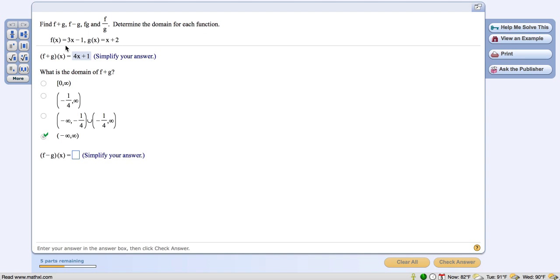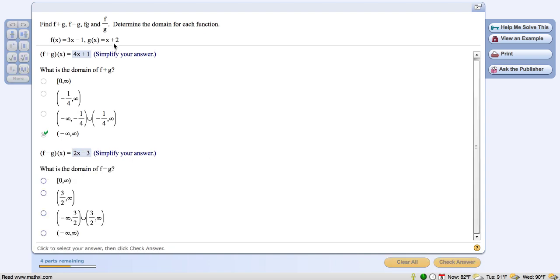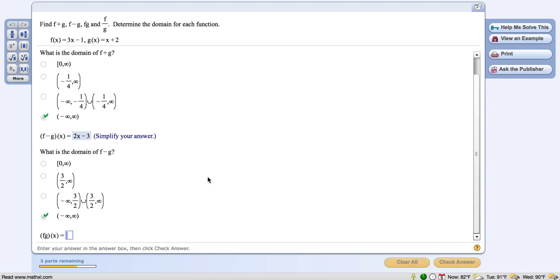Again, with f minus g, simplified, 3x minus x is 2x. Minus 1 minus 2 is negative 3. And again, this is still a polynomial, and its domain is going to be all real numbers, from negative infinity to infinity.